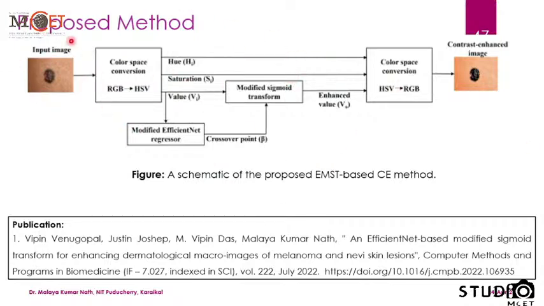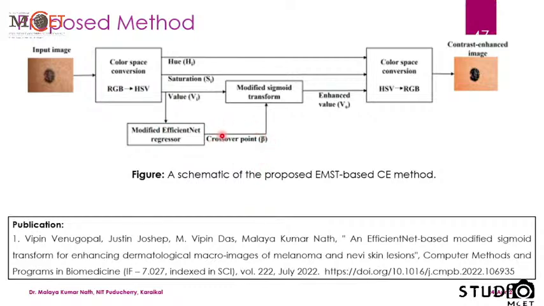We take the input image, which is an RGB color image. We do the processing in HSV, so we convert this RGB color image to HSV, that is hue, saturation, and value. There are three channels: hue, saturation, and the value component. The value component is passed into this modified EfficientNet regressor, which is basically a regression network. This regression network will compute the crossover point, called beta.